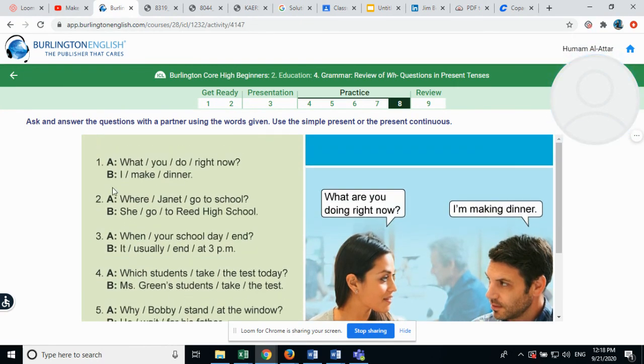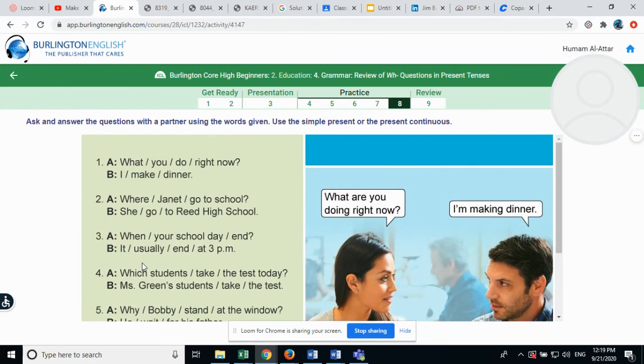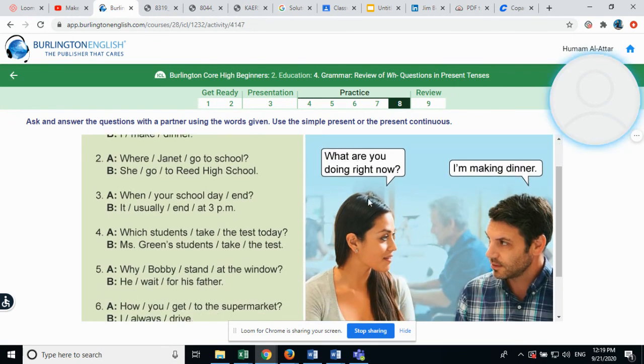Remember, write the correct and complete questions and answers on a piece of paper, send them to me, and then practice speaking to your friend or partner, like these two people.